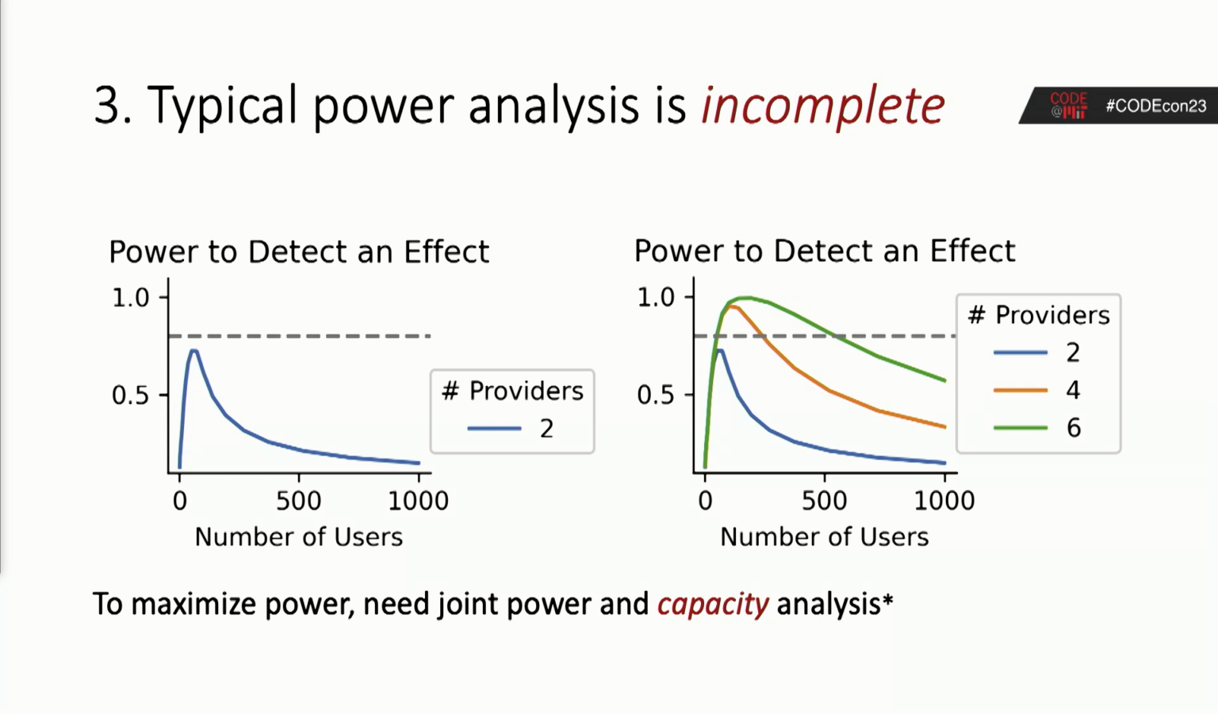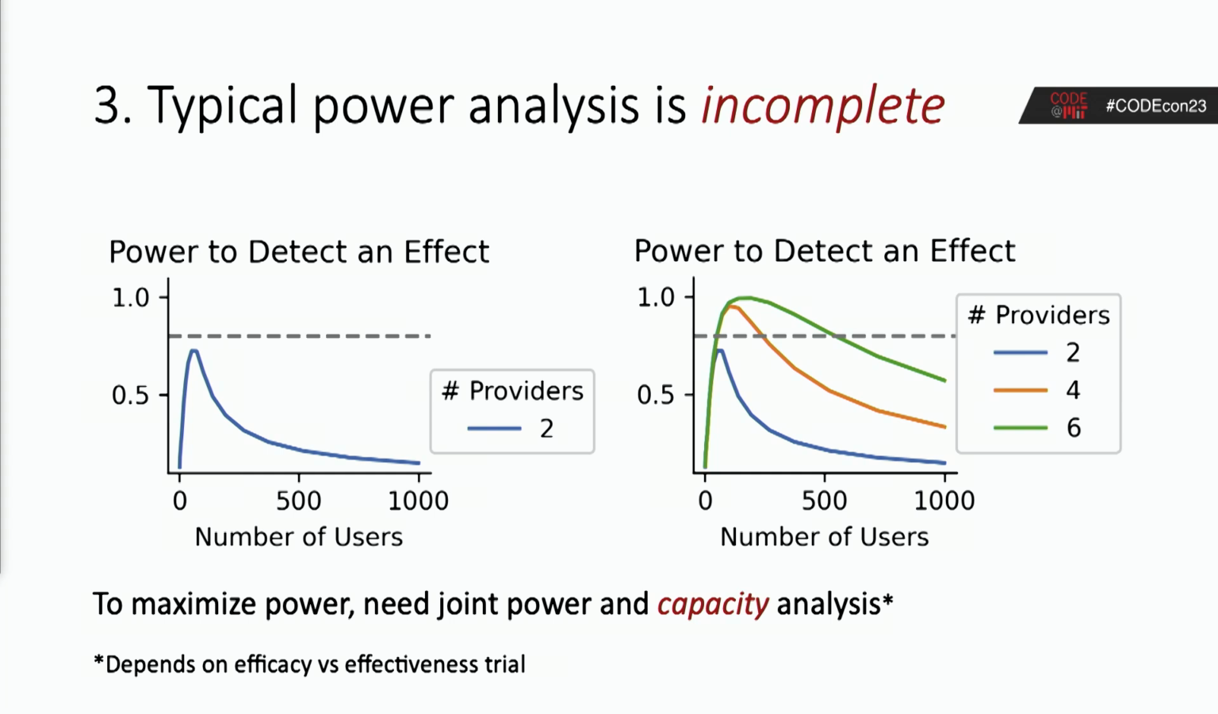So all this to say that in order to maximize power, you need a joint power and capacity analysis in these study designs. Another point, though, is that you don't always want to be maximizing power necessarily, and it really depends on what the point of your trial is. There are two types of trials I'm thinking about here: an efficacy trial and an effectiveness trial.